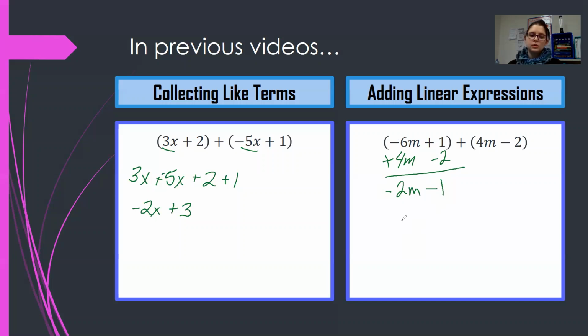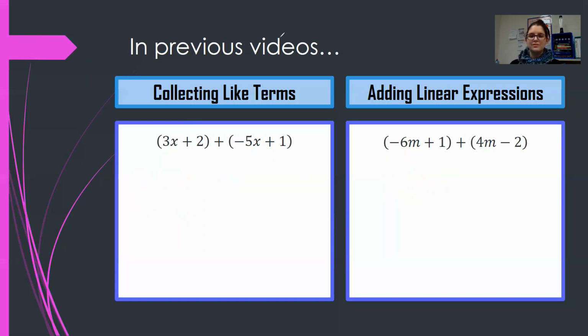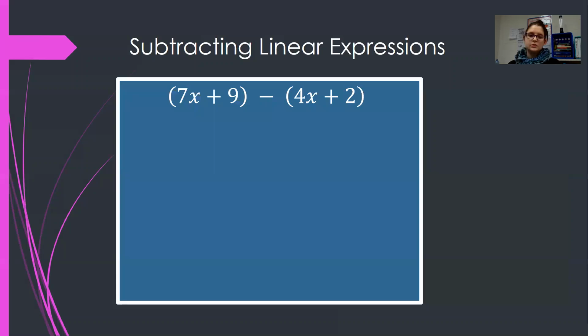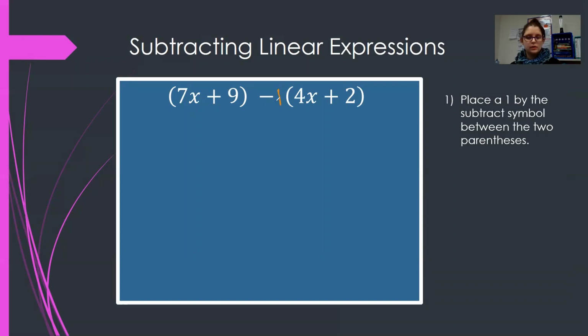Okay, so that's what we did in 2 previous videos. The links will be below if you need to review. So in this video, rather than having an addition between our 2 sets of parentheses, we will have a subtraction. Okay, so there's 4 steps we're going to go through. The first is that we need to place a 1 beside the subtract symbol between the 2 parentheses. So we're going to introduce a 1 right here between our 2 sets of parentheses.